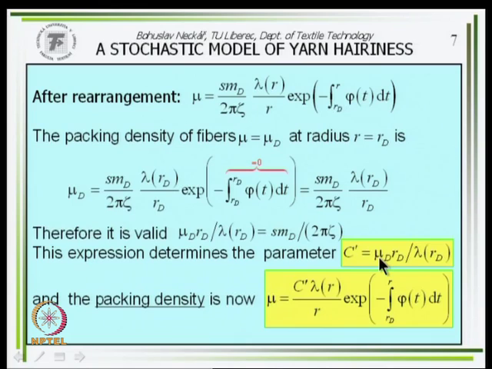The ratio mu d times rd by lambda rd, let's call it some parameter c dash. It is not a function of radius. It is some parameter of this hyannis sphere, of this yarn. Then the packing density can be expressed through this equation. No more. Well, good.